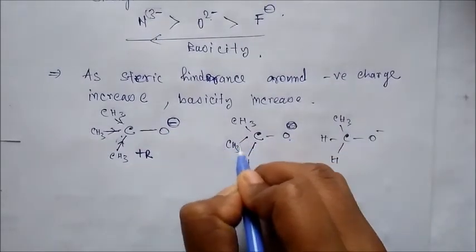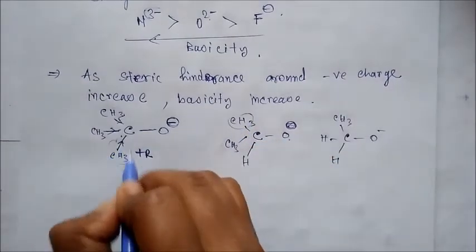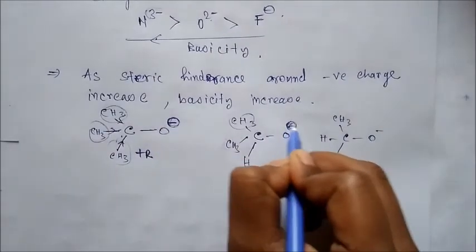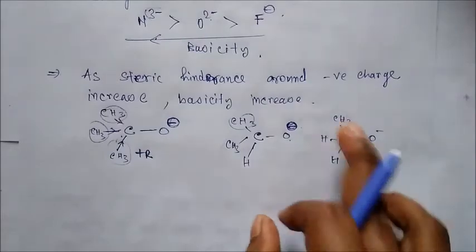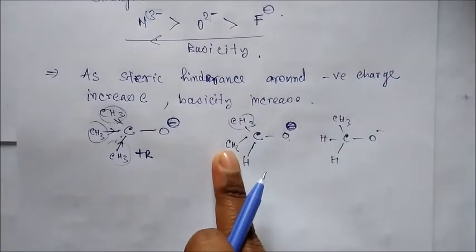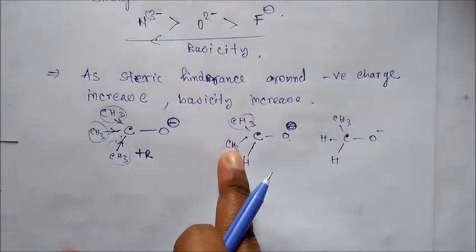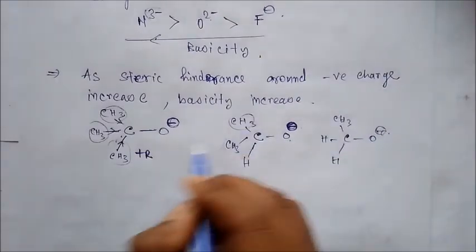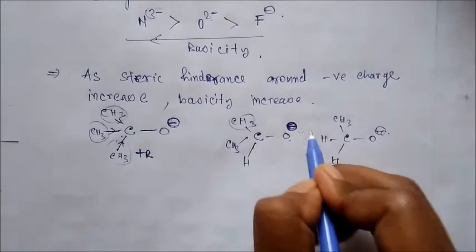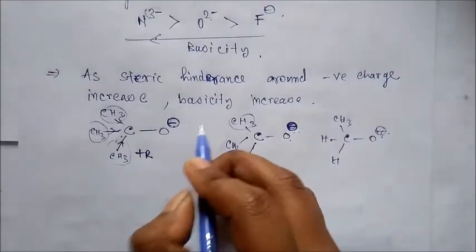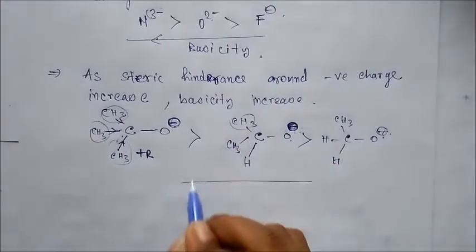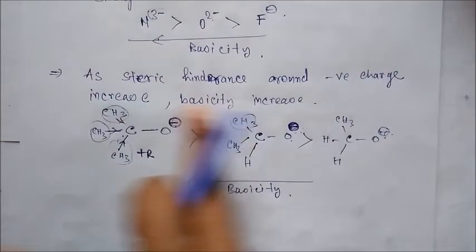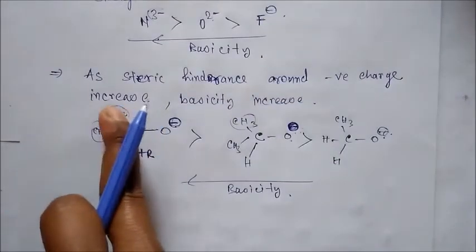Because here there are two donating groups, but here there are 3 donating groups, so there will definitely be more charge density than this. If we compare between these two, there is 1 donating group here and 2 donating groups here. 2 donating groups will donate electrons, so there will definitely be more charge density compared to here. So as the charge density is more here compared to here, we will have the basicity in this order. Okay, so that is what the point is saying: steric hindrance around negative charge increases basicity.